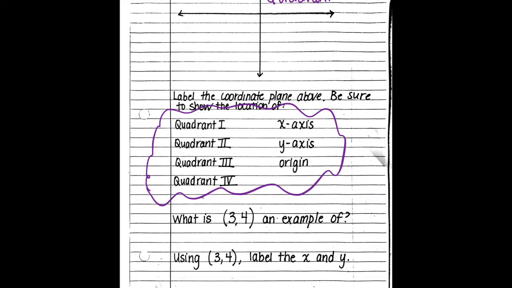All right, so quadrant 2, remember, we're just going to slide over the y-axis, and we're going to put quadrant 2, and remember, Roman numerals. Then we slide down to quadrant 3, and then we slide over to quadrant 4. All right, so there are our quadrants.